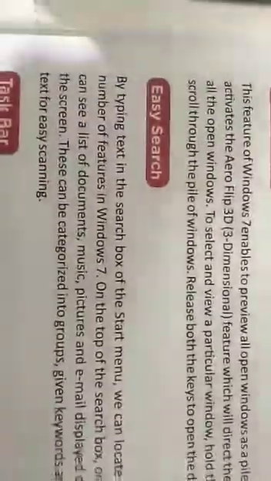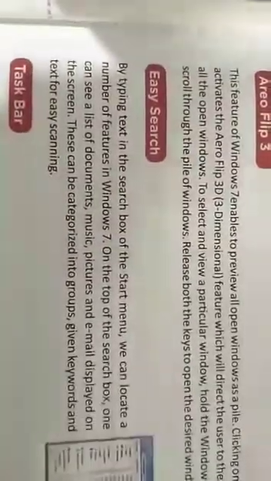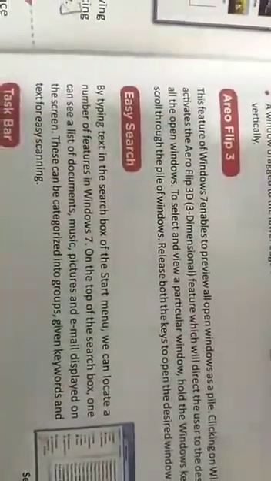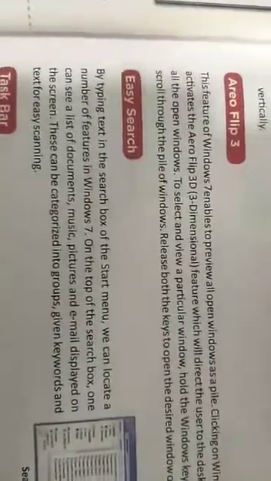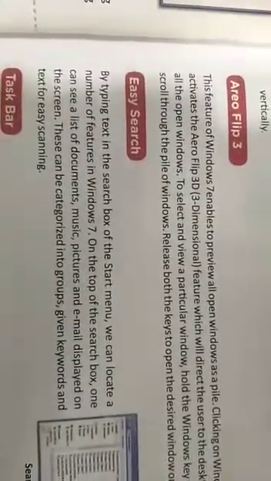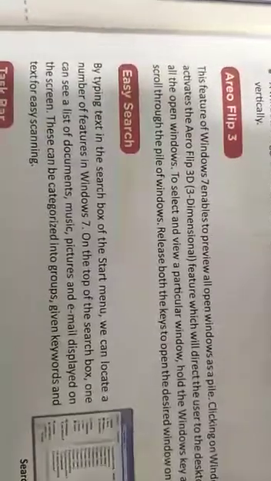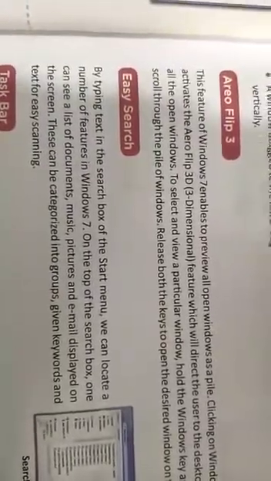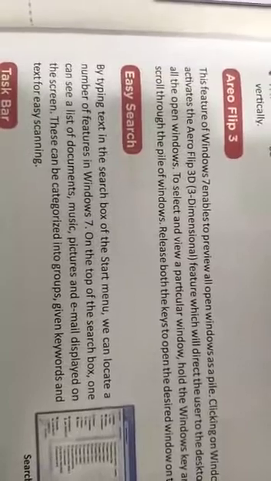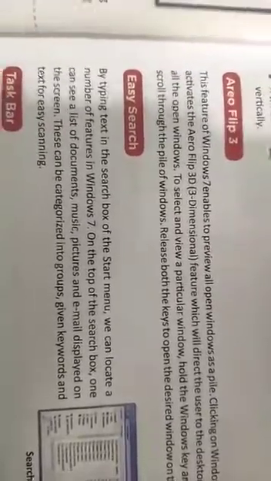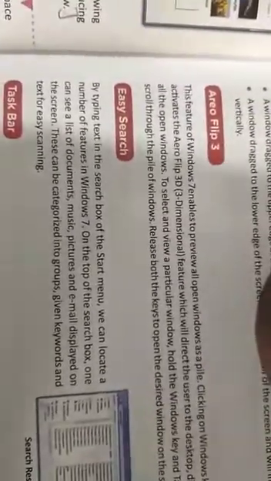Easy search. By typing text in the search box of the start menu, we can locate a number of features of Windows 7. On the top of the search box, one can see the list of documents, music, pictures and email displayed on the screen.